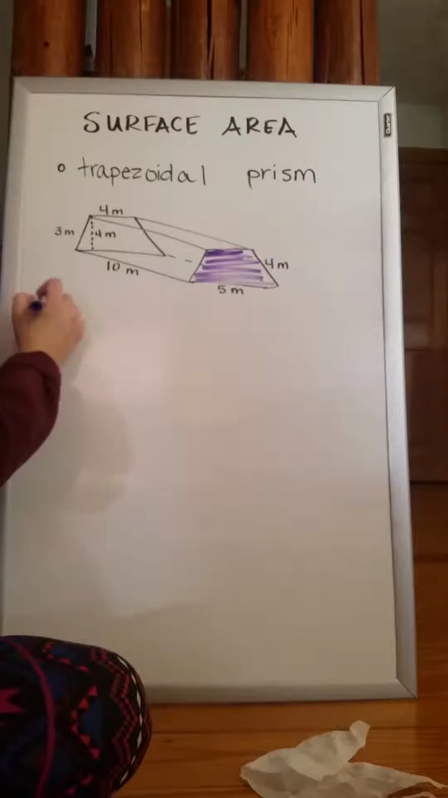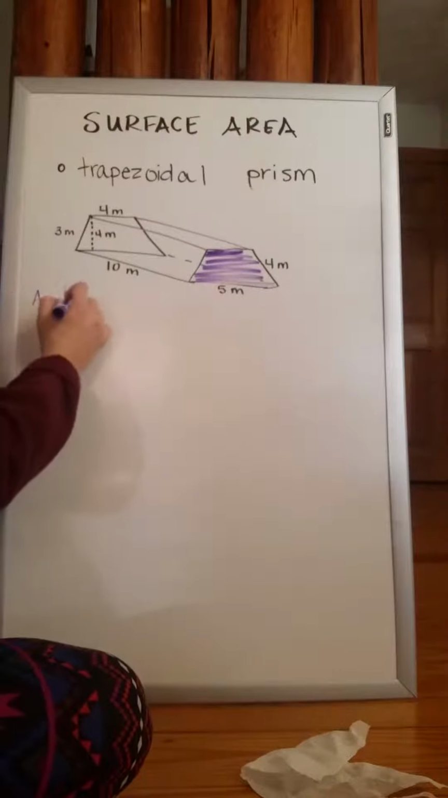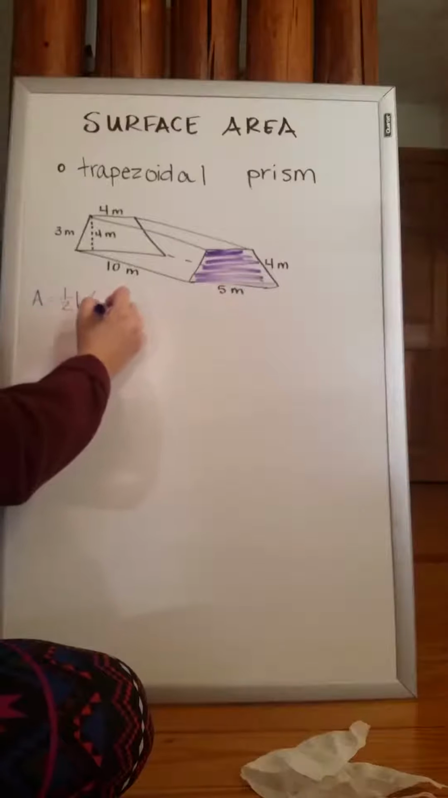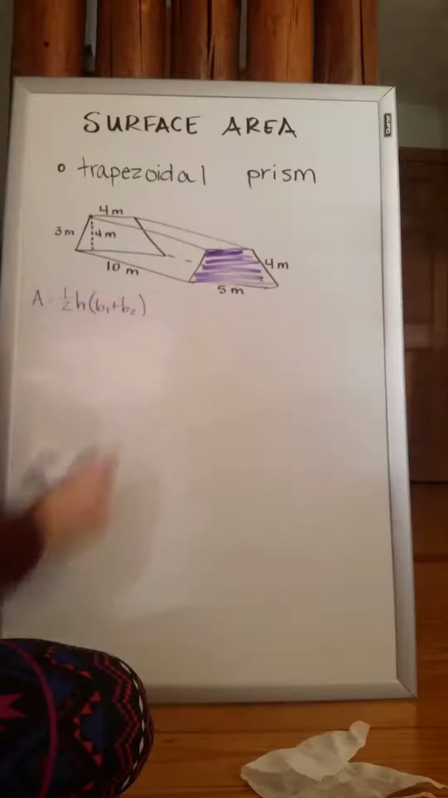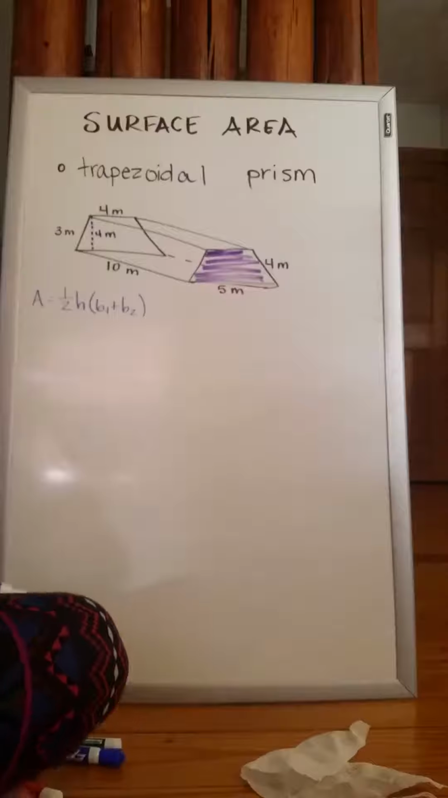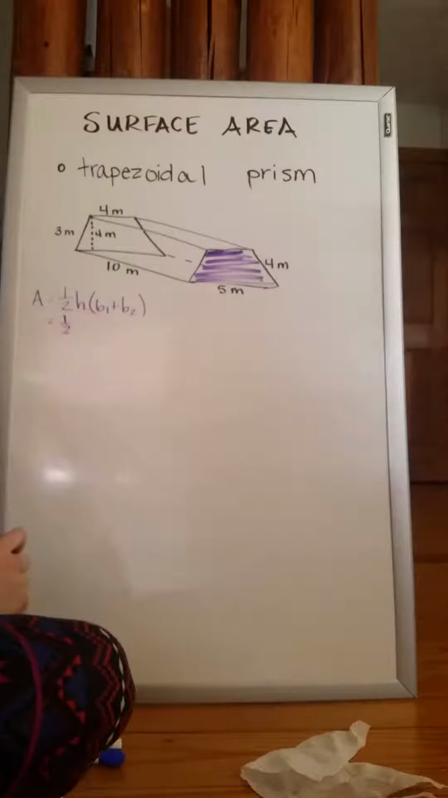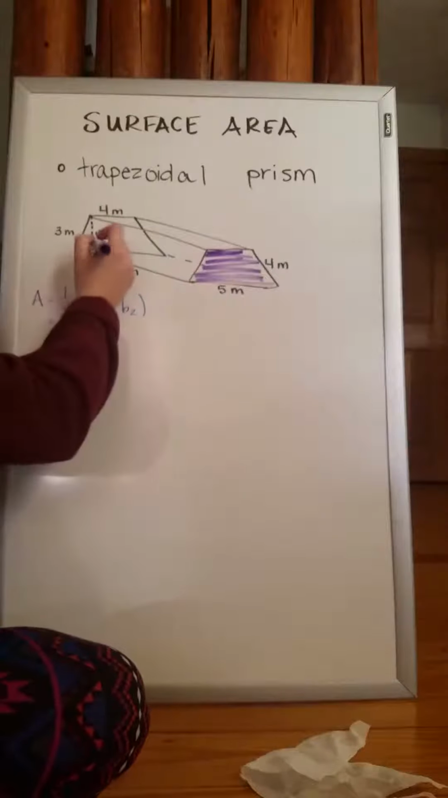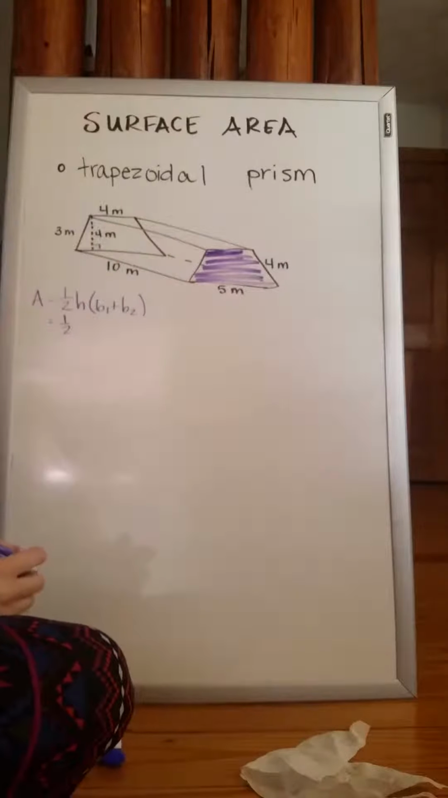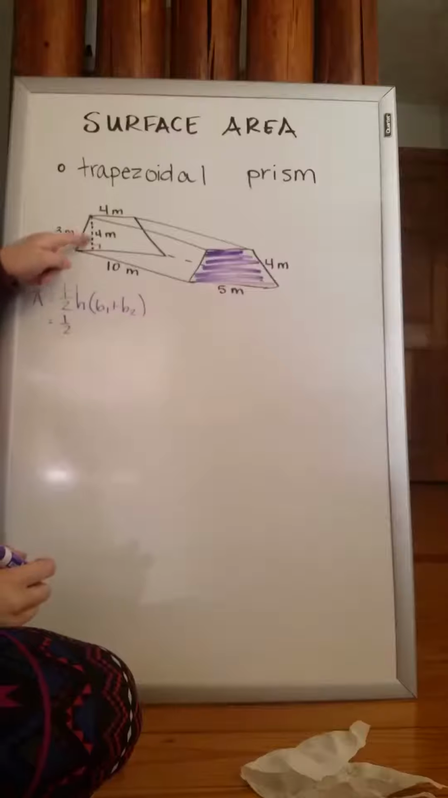Okay, the formula for the area of a trapezoid is 1/2 the height times base 1 plus base 2. That one's one of the more challenging ones. So the height, remember, always forms a right angle with the base. So you have to look back here. The height is 4.